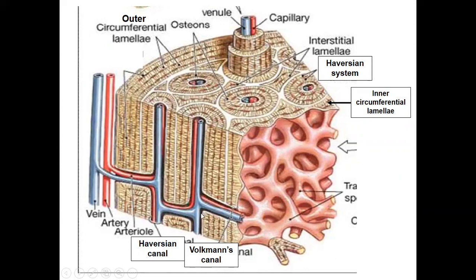You can see here, this is the Volkmann canal. The Volkmann canal is connected to each other by the, sorry, this is the Haversian canal. I would like to correct here. This longitudinal canal here is a Haversian canal. The Haversian canals are connected to each other by the Volkmann canal. So you can see here, the transverse canal here is a Volkmann canal. The longitudinal one is the Haversian canal, and the transverse canal is the Volkmann canal.